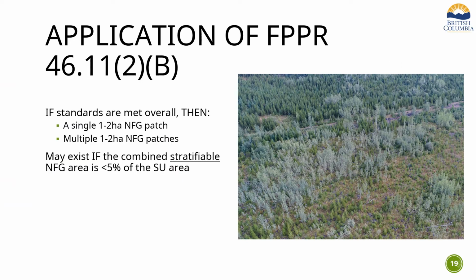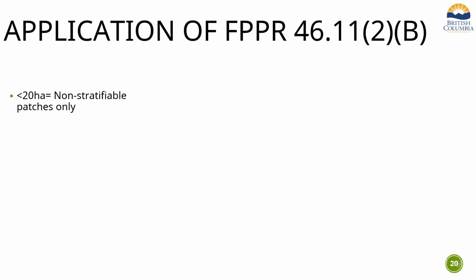With 46.11.2b, if the stocking standards meet overall for the standards unit, then you can have a single or multiple 1 to 2 hectare stratifiable non-free growing patch or patches as long as the combined stratifiable non-free growing area does not exceed 5% of the SU area. You cannot have a stratifiable NFG patch if the SU is less than 20 hectares due to the 5% limit.